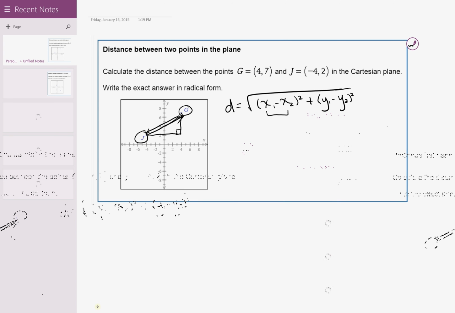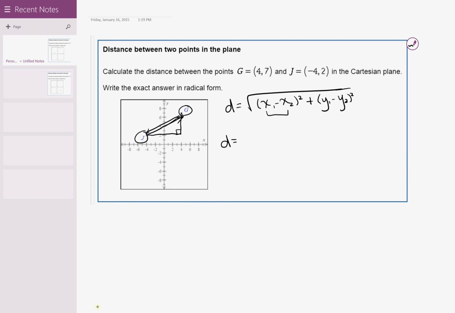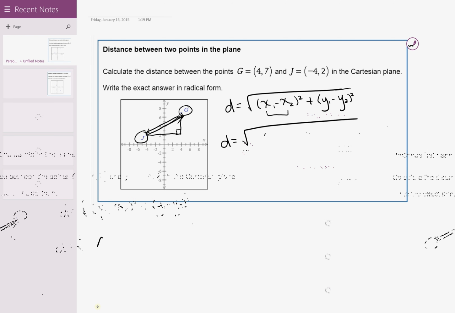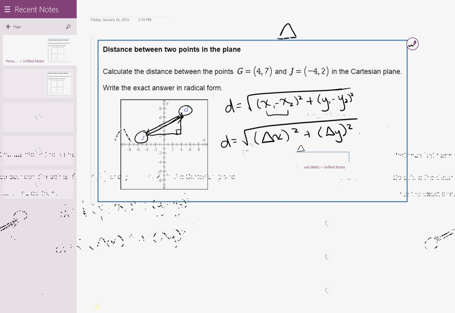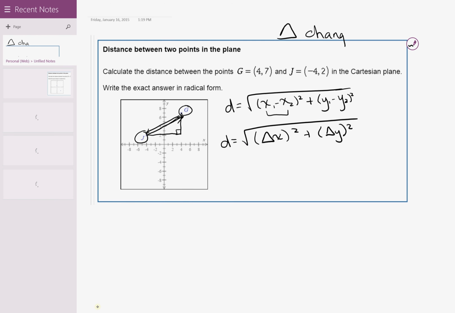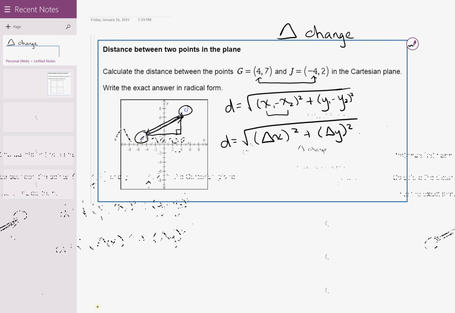So I prefer to think of this as the distance is equal to the square root of delta x squared plus delta y squared. Capital delta is the mathematical symbol for change. So to get from here to here in x, I have to travel 8, right? From 4 to negative 4. So this is 8 squared.